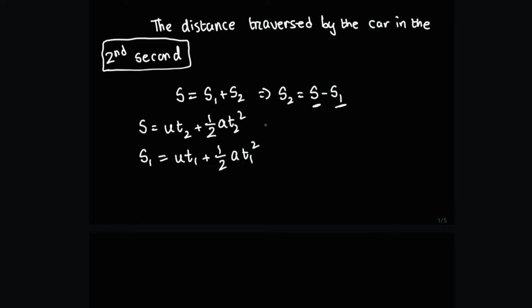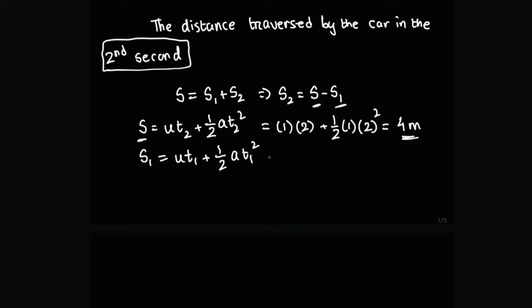Now, if we plug in the values, of course, we get that u is 1, t2 is of course 2, plus half times acceleration, which stands as 1 meters per second squared, and t2 is of course 2, squared, and you get that it is 4 meters. Alright, so we have s is equal to 4 meters.